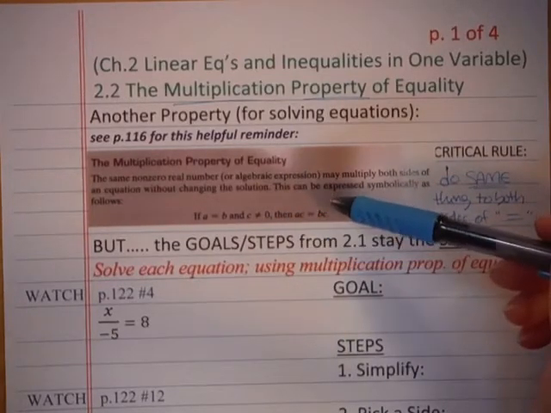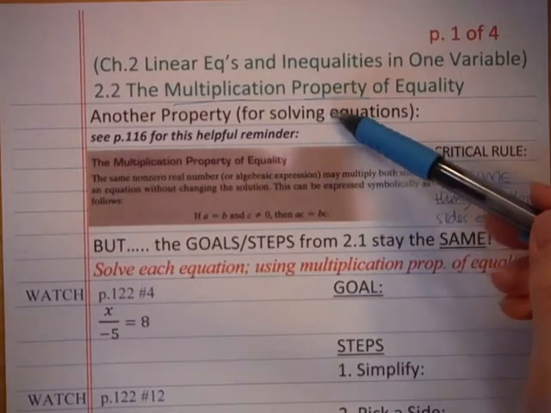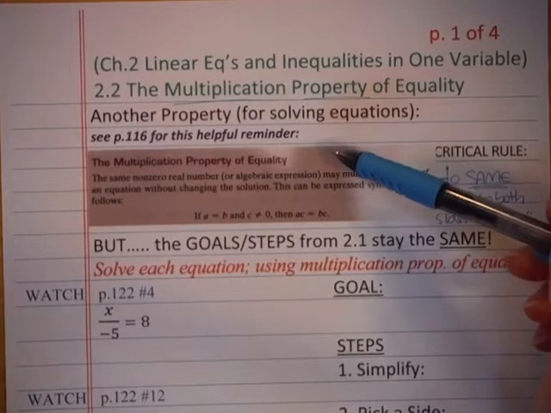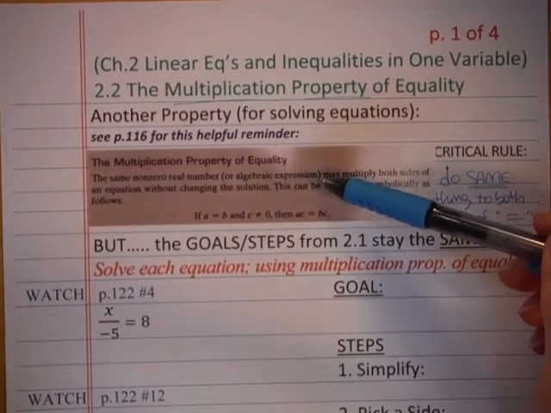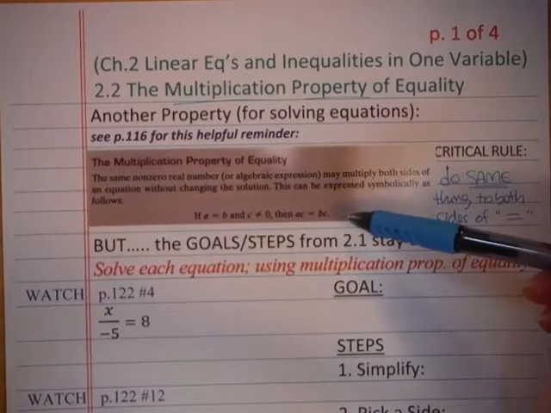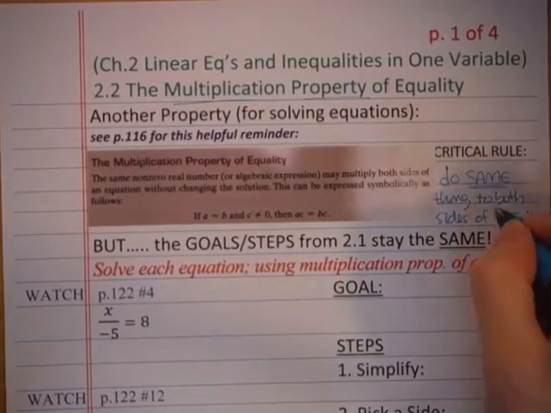So you might notice, or maybe not, that when they list properties of equalities in terms of solving equations, they list a property of addition and they list a multiplication, that you can add the same thing to both sides. You can multiply the same thing to both sides and not change the value of the equation.